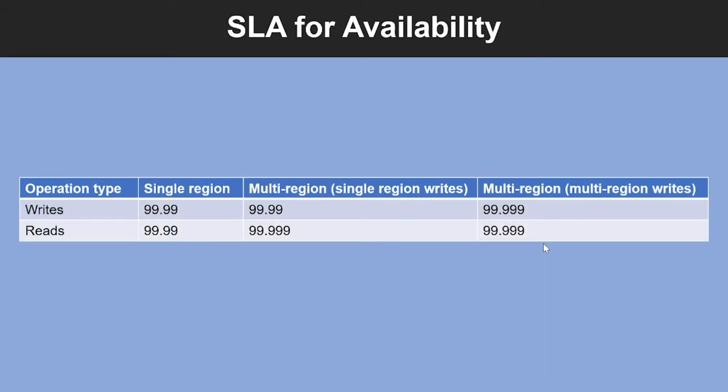Now let's look into SLAs for availability. As a globally distributed database, Cosmos DB provides comprehensive SLAs that encompass throughput, latency at the 99th percentile, consistency, and high availability. This table shows the guarantees for high availability provided by Cosmos DB for single and multi-region accounts. For high availability, always configure your Cosmos account to have multiple write regions.